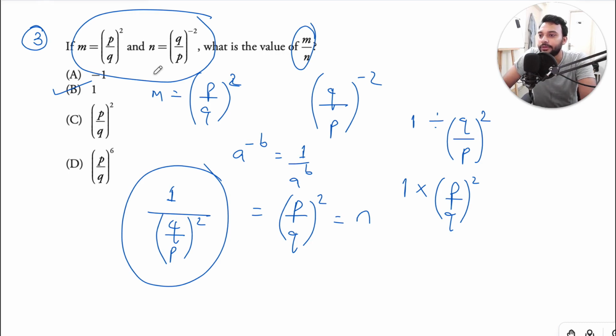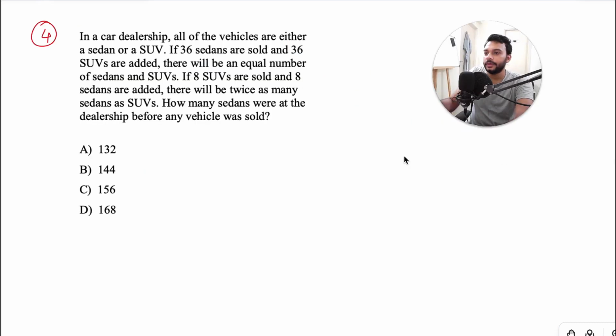Okay, so let's move to the next one. Question number 4. In a car dealership, all of the vehicles are either a sedan or an SUV. If 36 sedans are sold and 36 SUVs are added, there would be an equal number of sedans and SUVs. If 8 SUVs are sold and 8 sedans are added, there will be twice as many sedans as SUVs. How many sedans were at the dealership before any vehicle was sold?